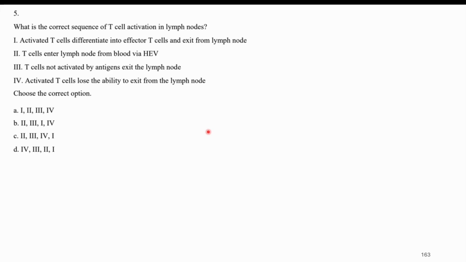Your time is over. I guess we can see the answer, right? So the right answer is C. Basically, the first thing that will happen is the T cells enter lymph node from blood via HEV. Then T cells not activated by antigens exit the lymph node. Then activated T cells lose the ability to exit from the lymph node. And then finally, activated T cells differentiate into effector T cells and exit from the lymph node.